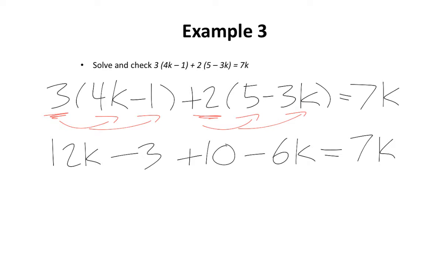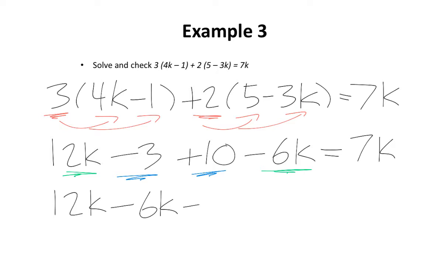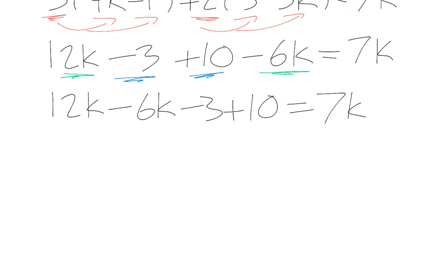You can see we have some like terms on the left side of the equation: 12k and negative 6k, and negative 3 and positive 10. We need to simplify these first. Group these like terms together. So I have 12k subtract 6k, and negative 3 and positive 10, and the 7k stays exactly the same. So I have 12k subtract 6k, which is 6k, and negative 3 plus 10, which is just positive 7.